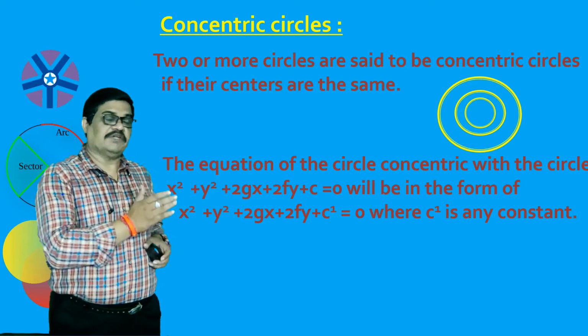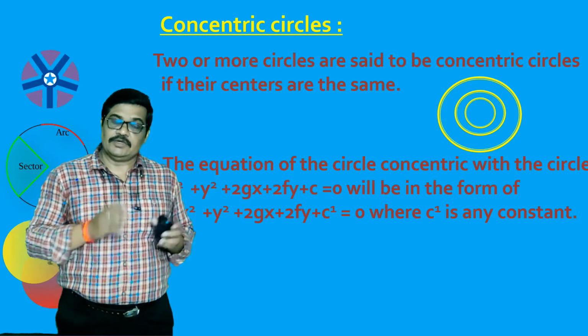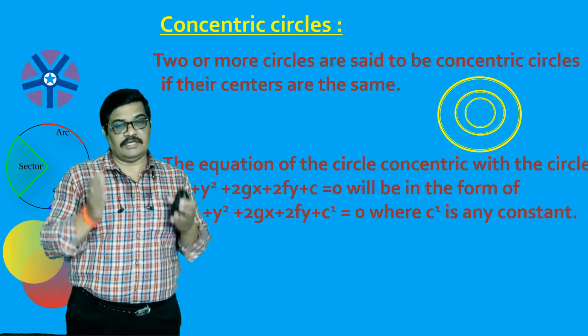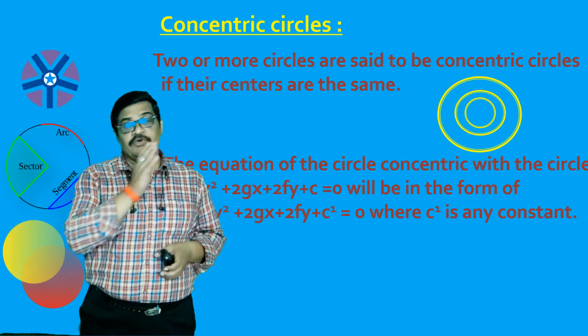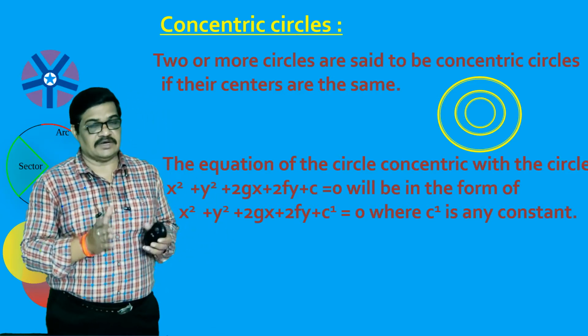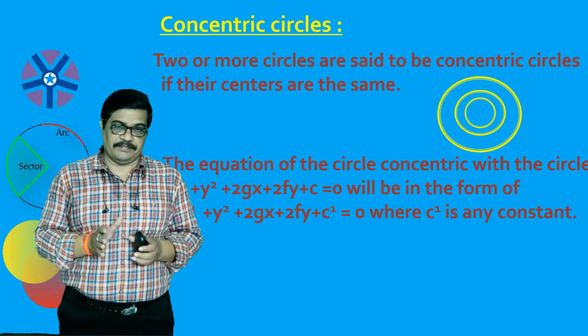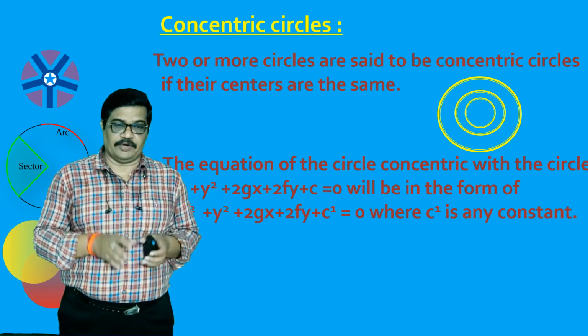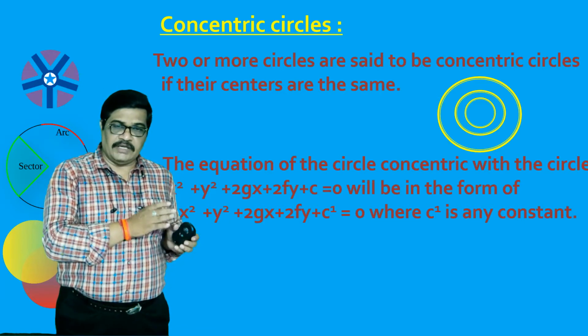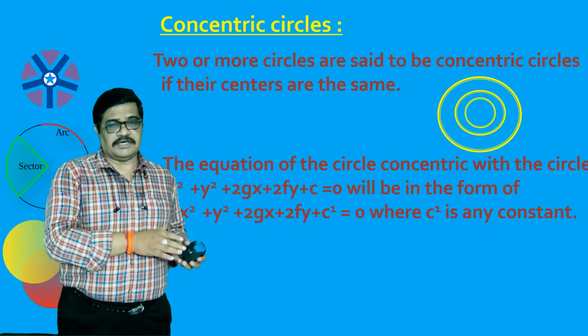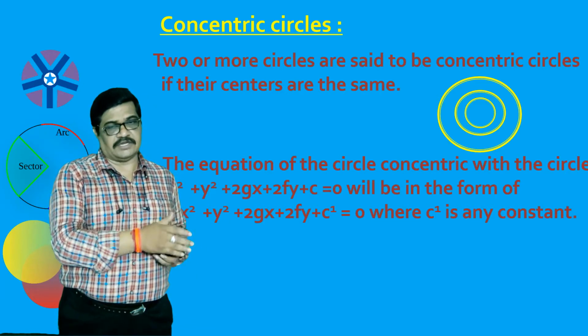Okay, what is the definition of the concentric circles? Two or more circles having the same center, then we say that these circles are concentric circles. Centers are same. Okay, that must be very important. So, how to write the concentric circle if we are given one circle?